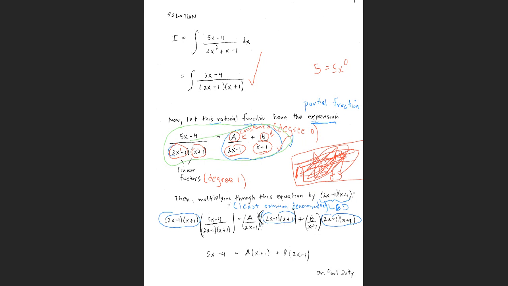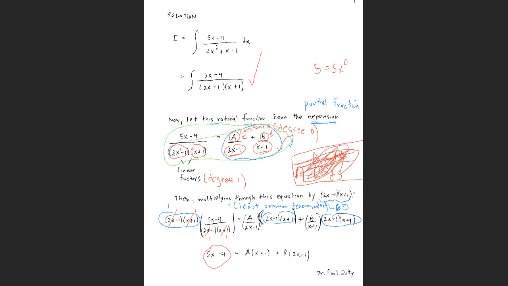And why do we do this? Why do we multiply through that rational equation by that least common denominator? Well, some nice things happen, right? Some simplification happens. Here, 2x minus 1 simplify, and x plus 1 simplify. And so on the left-hand side, I'm left with 5x minus 4.